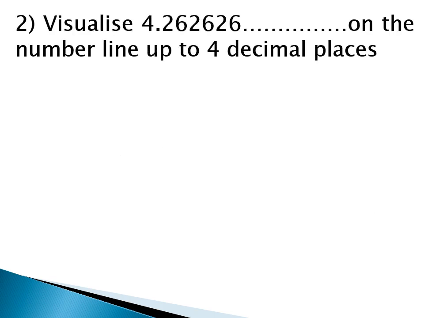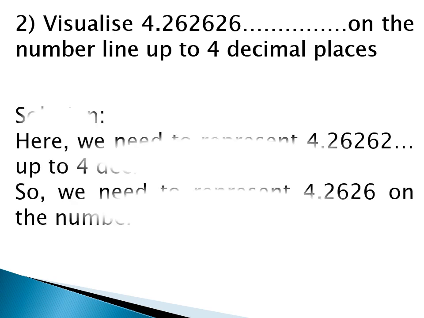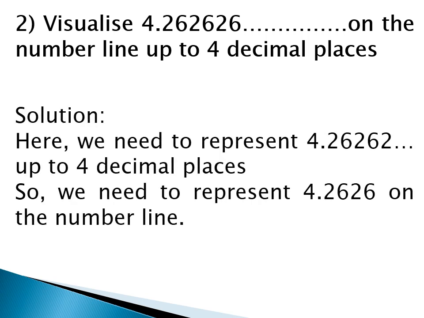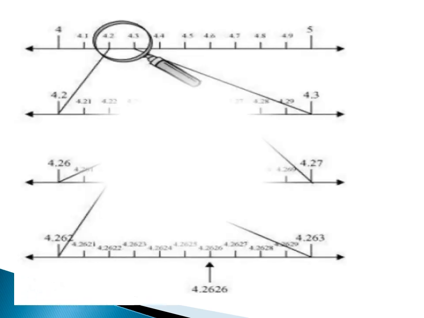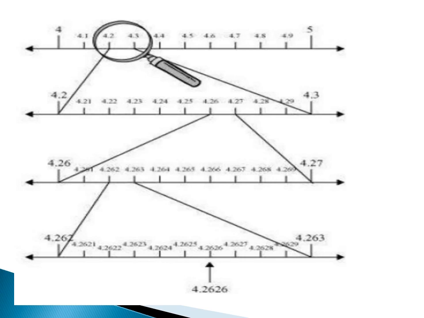Visualize 4.262626 etc. on the number line up to 4 decimal places. If it is 4 decimal places, then the number will be 4.2626. That number we have to represent on the number line. All the steps together I will show now.